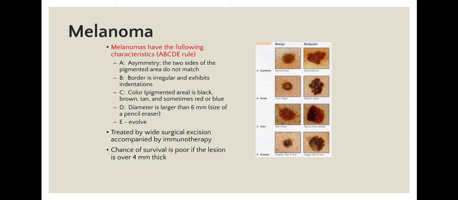D is for diameter. Is it larger than 6 millimeters, like a pencil eraser or a pen cap top? If it's large, that's concerning. But there are small ones that are still malignant, so you want to take all of these together.